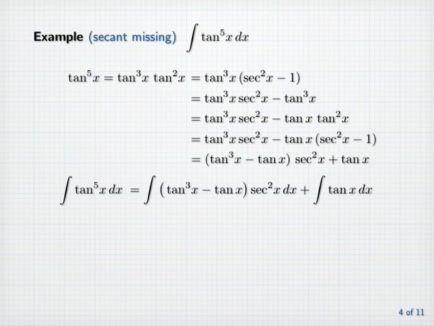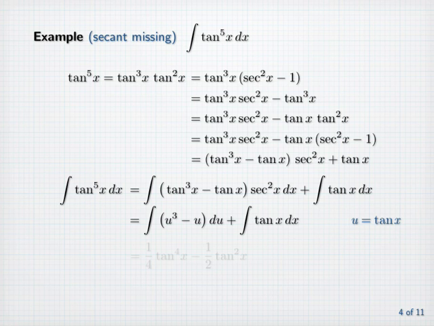The first integral there is already set up for the substitution of u equals tangent x. It becomes the integral of u cubed minus u times du. When we integrate u cubed minus u, we get 1/4 u to the fourth minus 1/2 u squared, or 1/4 tangent to the fourth x minus 1/2 tangent squared x. And then the second term, the integral of tangent x dx, we'll recall, gives us natural log of absolute value of secant x plus c.